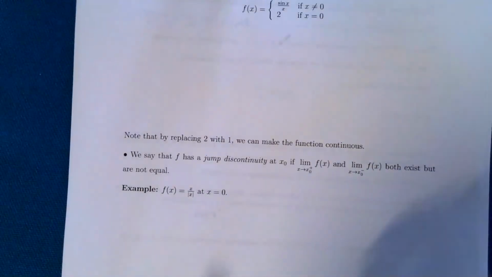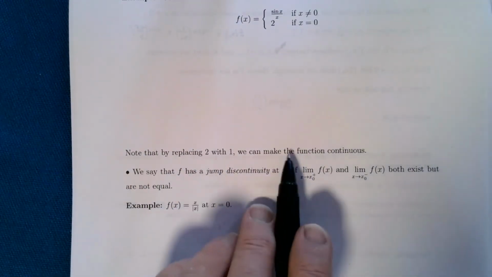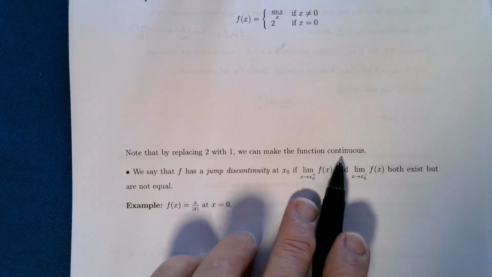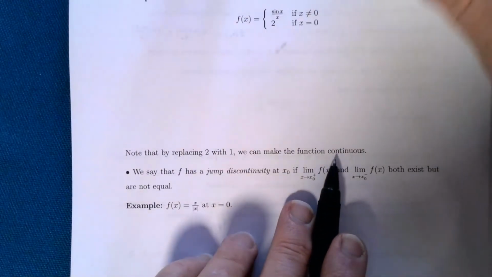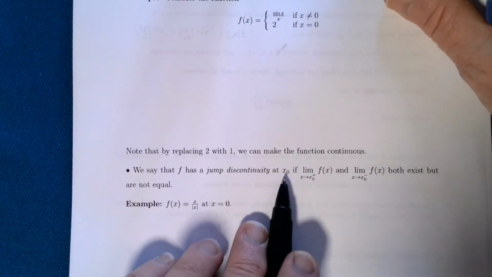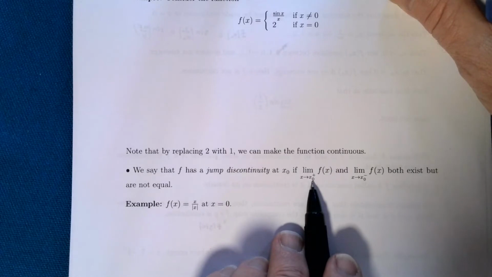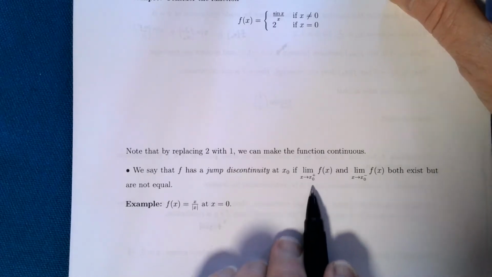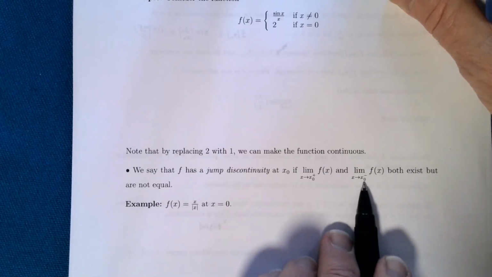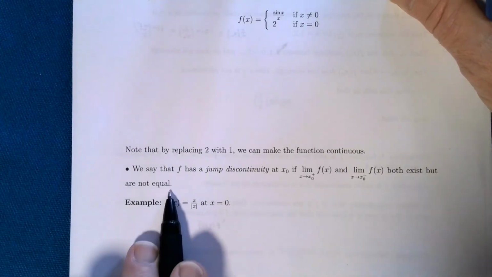So as I said here in the note, by replacing 2 with 1, we can make the function continuous. The second type of discontinuity is what we call a jump discontinuity at x naught. That means that if you take a right-hand limit, if you approach x naught from above, then that limit exists. And if you approach x naught from below, then that limit exists, but they're not equal to each other.